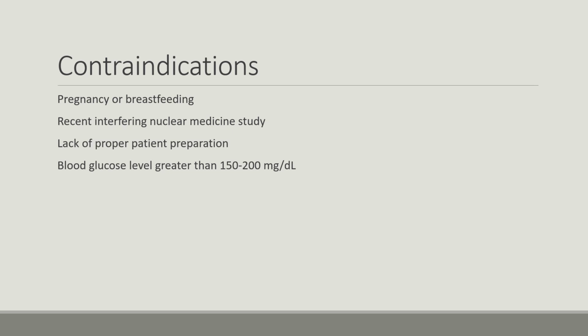Other contraindications are lack of proper patient preparation, and a blood glucose level greater than 150 to 200 milligrams per deciliter. That is based on the department protocol. Some of them may err on the side of caution and have a lower limit of 150, while others may have 200 or set their own limit.